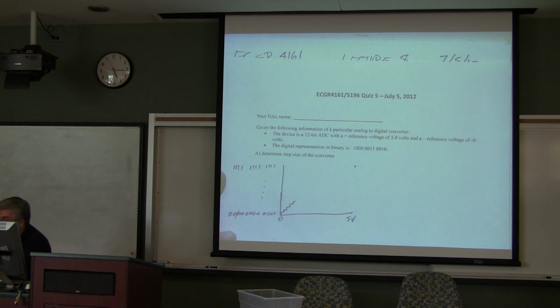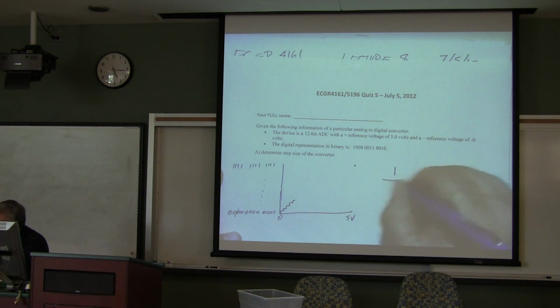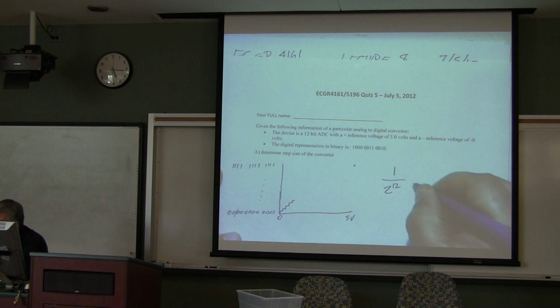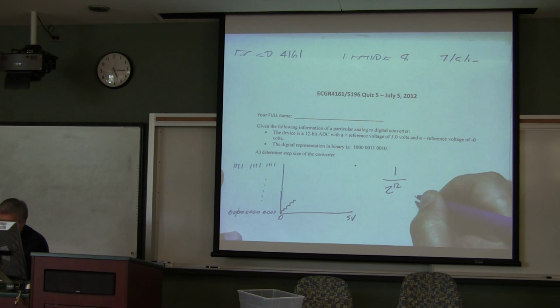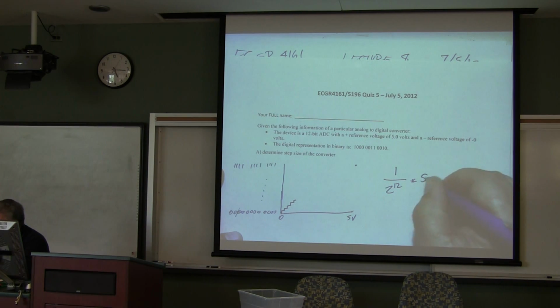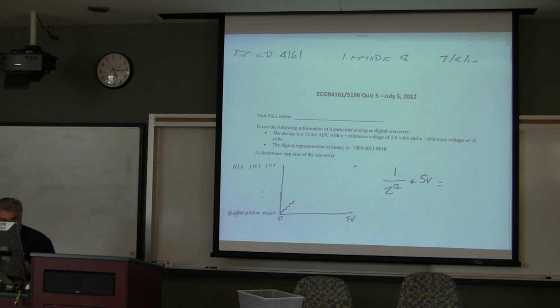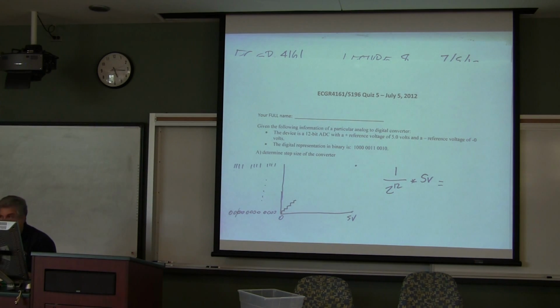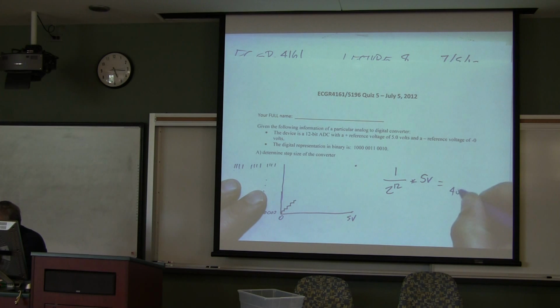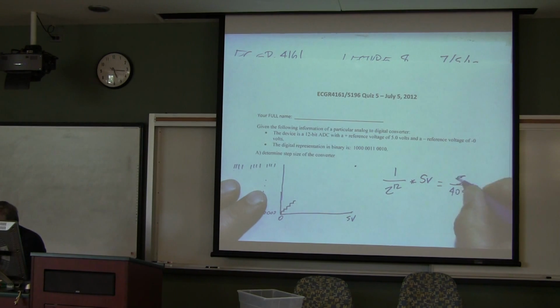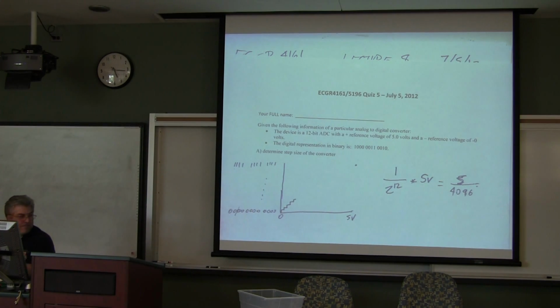Each one of those step sizes is going to be 1 over 2 to the 12th, right? Multiply that by 5 volts. And what's 2 to the 12th off the top of your head? That's 4,096. So 5 divided by 4,096, and if you didn't have a calculator, I would accept that.